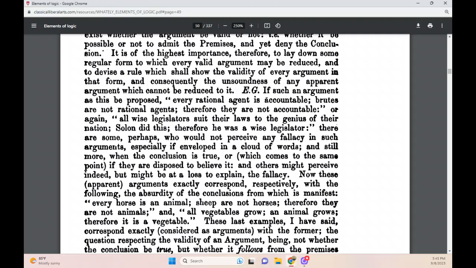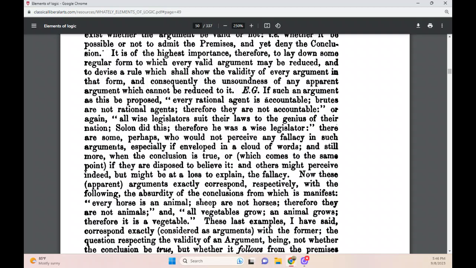It's a fallacy. It's an apparent syllogism. And when I read it, listen to this again. Every rational agent is accountable. Brutes are not rational agents. Therefore, they are not accountable. I think you'll agree that, at first look, that looks like it may be a good argument.